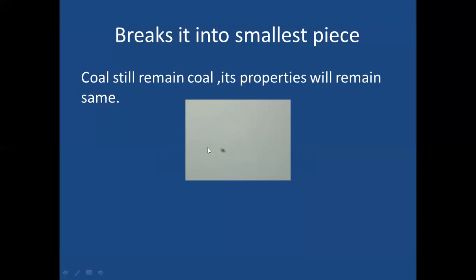It means that if we break any element into its simplest or smallest form, the properties will remain the same and it will remain coal. It will not convert into gold or silver. It remains coal. So this is the first statement about elements, that they cannot be broken down into simpler substances.